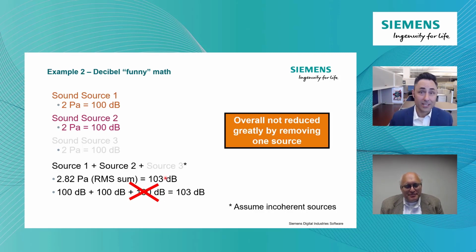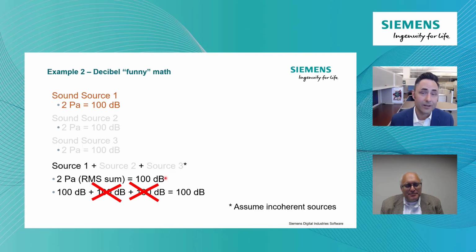So they paid for 3. We're only going to give them 1. Now we're finally at 100 dB, but we've also taken away 2/3 of what they paid us for. So we're going to be in big trouble. But it highlights an important aspect of working with sound when you have multiple sound sources.